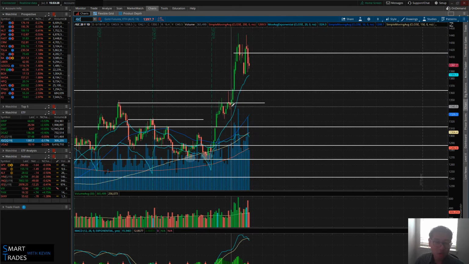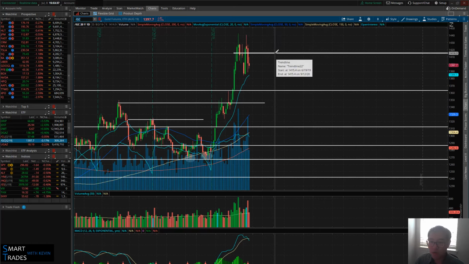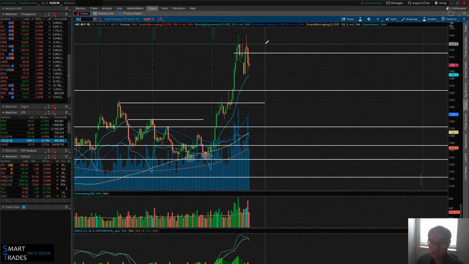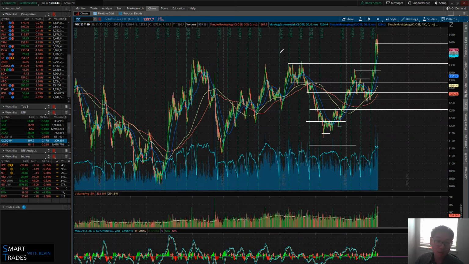But again, looking at this chart pattern, it looks like this wants to continue pushing to the upside, and if it does, we look for a break of the resistance, at least on a daily time frame, of 1428.